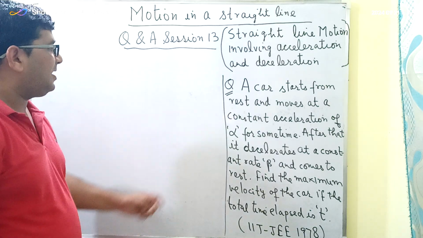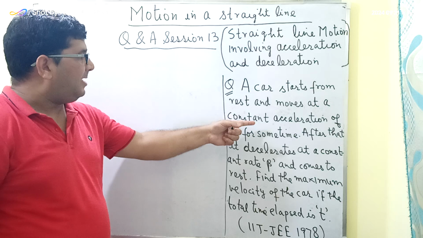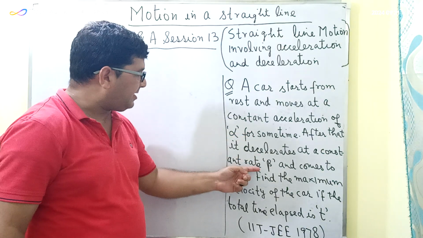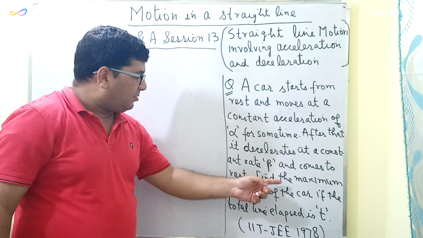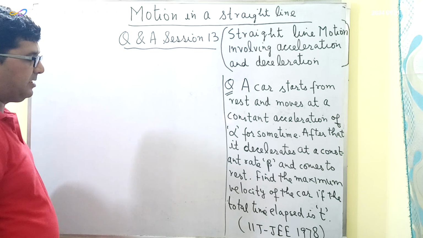The question here is, a car is starting from rest and moves at a constant acceleration of alpha for some time. After that, it decelerates at a constant beta and comes to rest. We have to find the maximum velocity of the car if the total time elapsed is t.